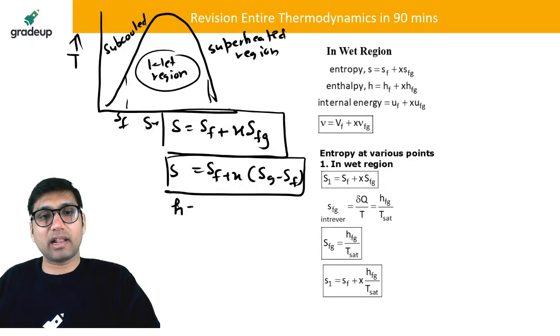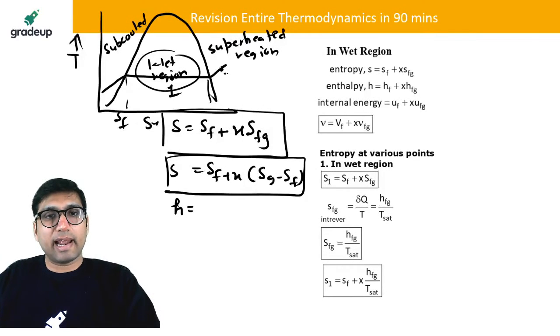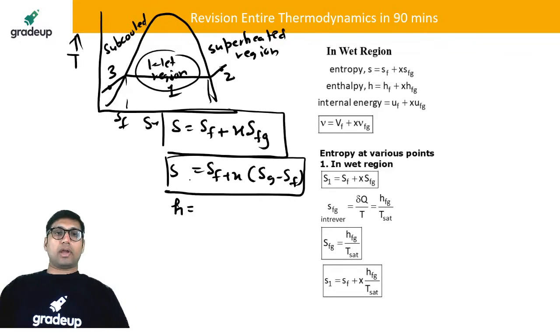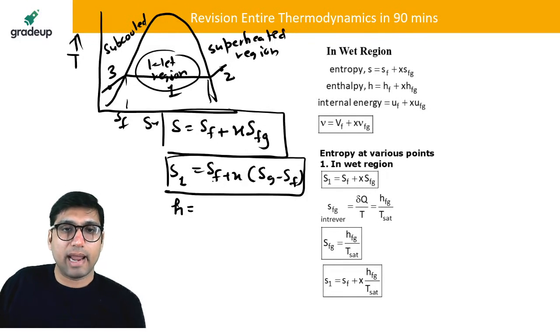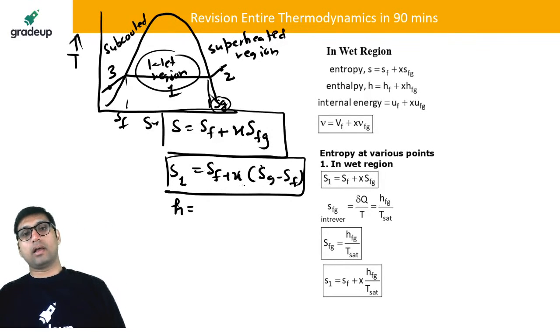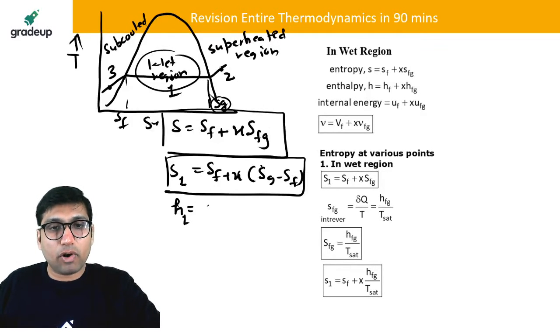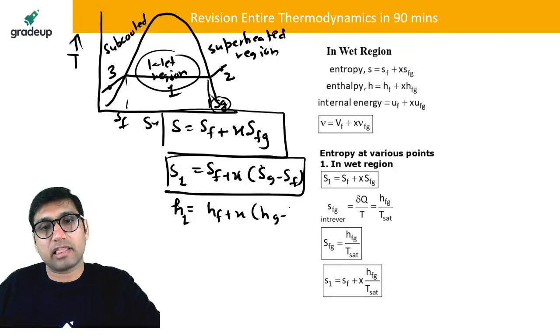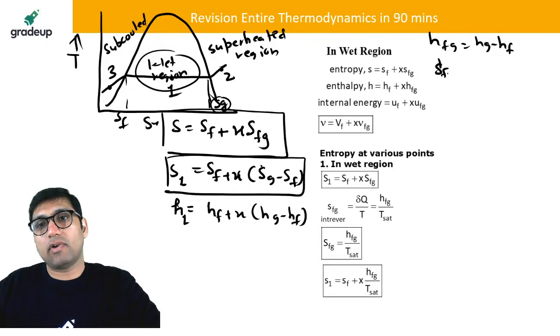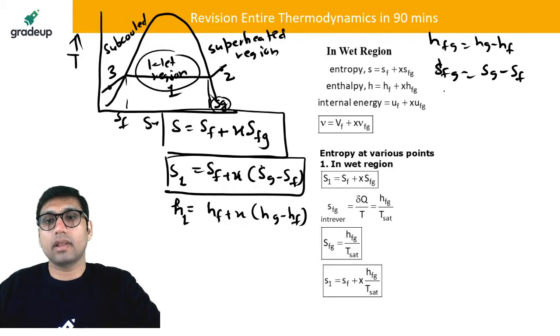If you have to find the enthalpy in the wet region, in this region, this is region 0.1, this is 0.2, and this is 0.3. So entropy in this region is equal to entropy of the saturated liquid plus dryness fraction times the entropy of the saturated vapor minus liquid. Enthalpy in this region will be equal to Hf plus X times (Hg - Hf). Hfg is equal to Hg minus Hf. Sfg is equal to Sg minus Sf. Vfg is equal to Vg minus Vf. Ufg is equal to Ug minus Uf.